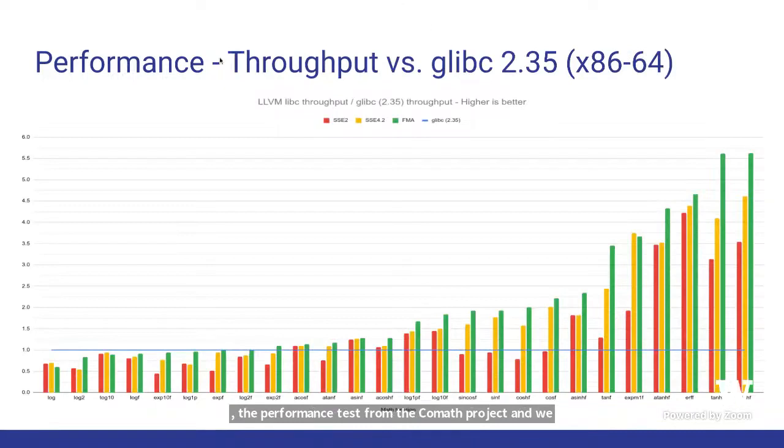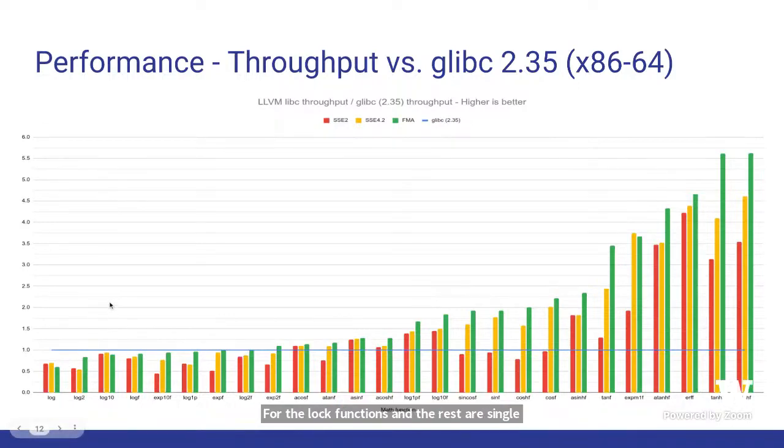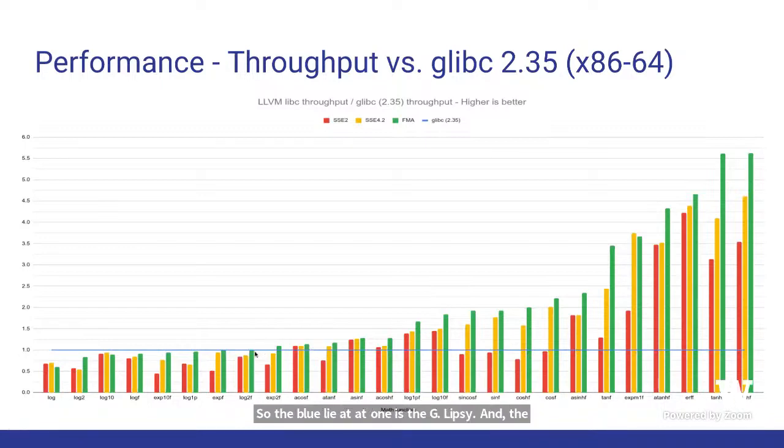So here's the throughput for almost 30 functions that we implemented. There are some double precision functions in there for the log functions, and the rest are single precision. And we can see that the performance of most of the functions is within the bound that I artificially set, within 2x of the glibc implementation. So the blue line at 1 is the glibc, and the green part is the throughput compared with glibc using the FMA on x86-64.